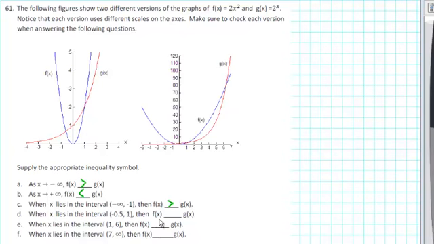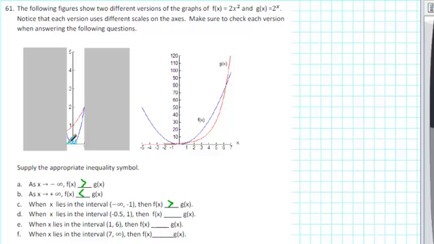For part D, we want to determine whether f of x is less than or greater than g of x when x lies in the interval from -0.5 to 1. Between -0.5 and 1, we can see the graph more clearly on figure 1 than on figure 2, so we'll use figure 1 to answer this question.